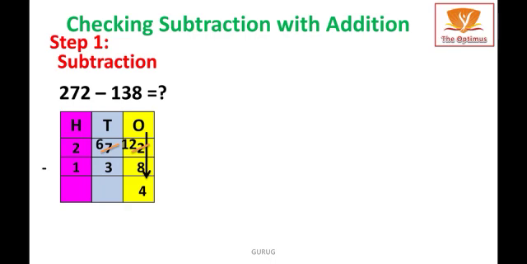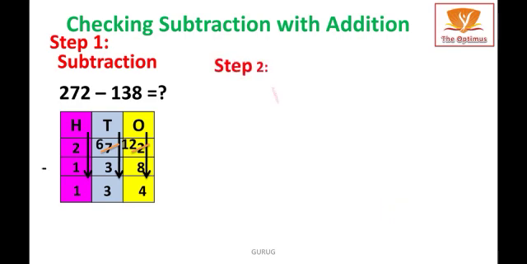I am going to subtract tens place. 6 tens minus 3 tens equal to 3 tens. Next I am going to subtract 100 place. 200 minus 100 equal to 100. Therefore, 272 minus 138 equal to 134. 134 is a difference of 272 and 138.